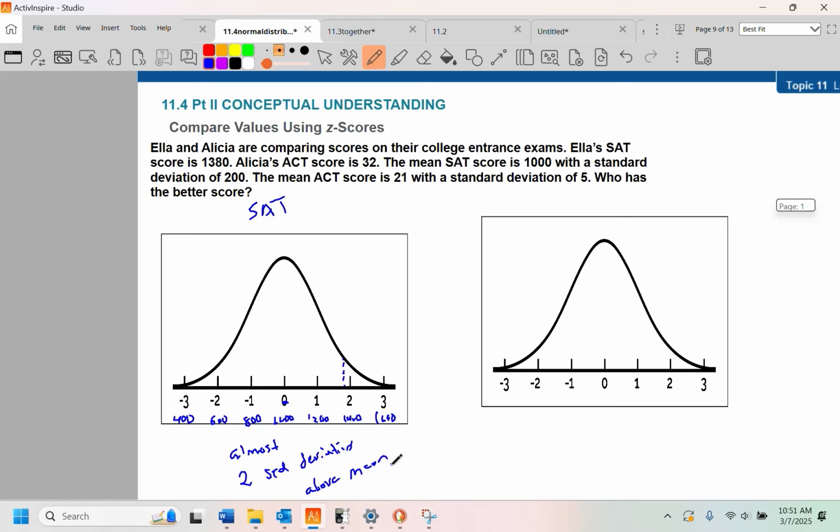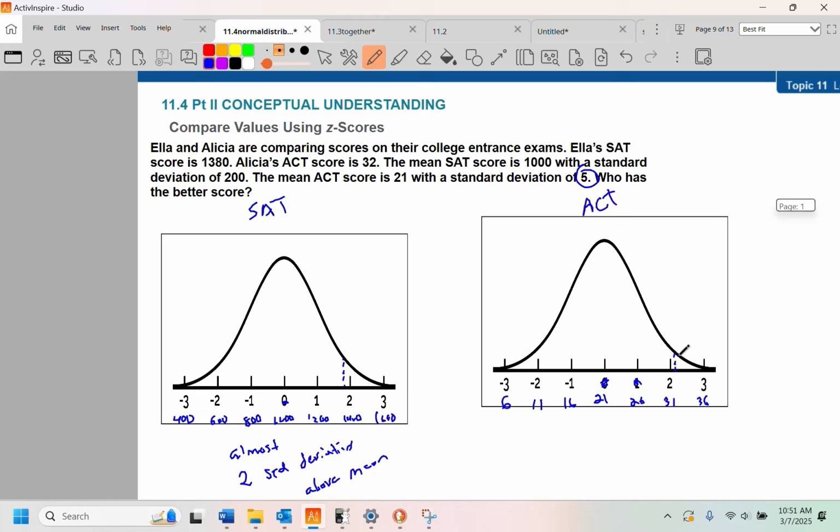Now let's look at Alicia's. The mean score on the ACT is a 21, standard deviation of 5. So if I do 21 plus 5, I get 26. And this is actually rounded data. It's actually 5.8 and 20.8, but whatever. 31 and 36. And if I take away 5, 21 minus 5 is 16, 11, and 6. But anyways, Alicia, she made a 32.